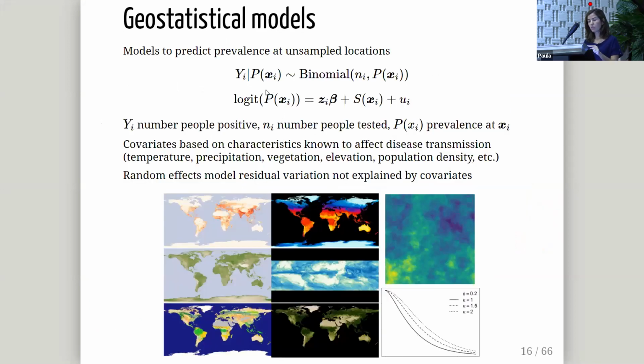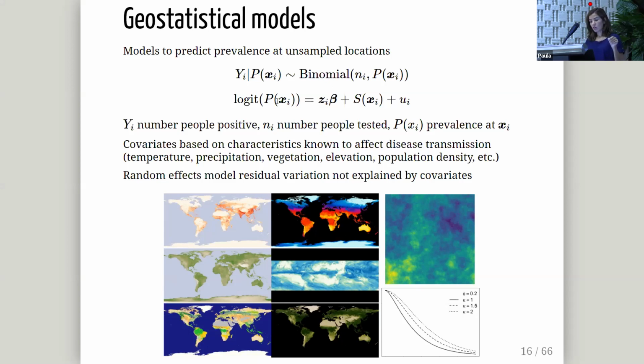So we can model this with this model. Here the prevalence, P(xi), is the prevalence at location xi. So it's the proportion of people in the sample that were positive. And Ni is the total number of people in the sample. So here we have that the number of people that tested positive follows a binomial distribution with parameters Ni, the total number of people in the sample, and P(xi), that is the prevalence, the probability of being positive.